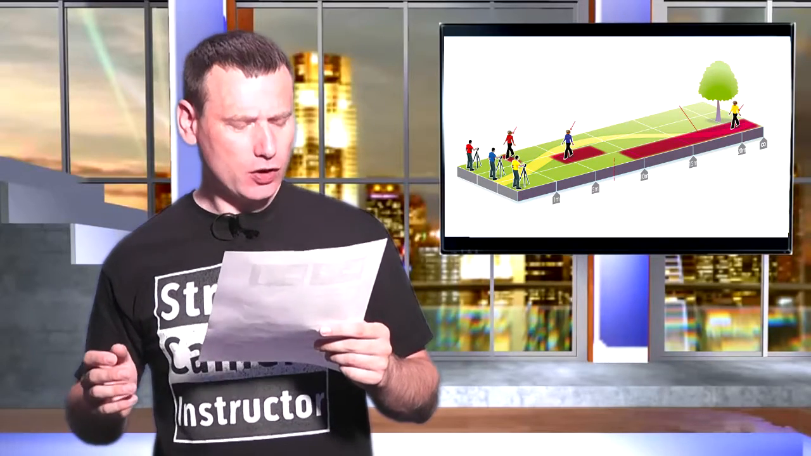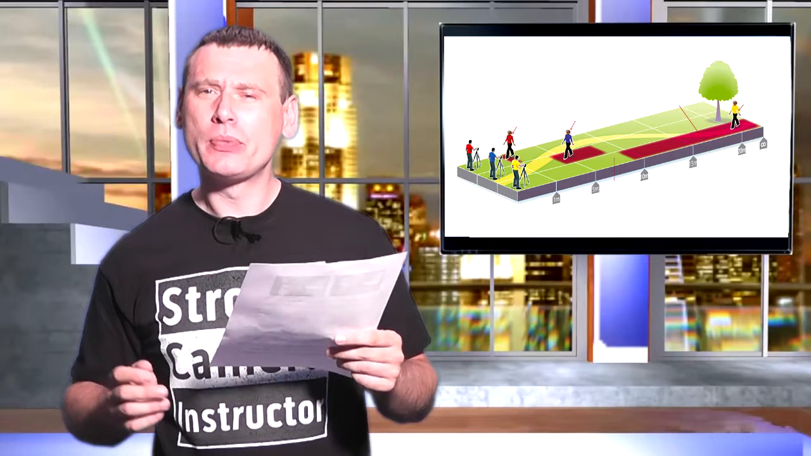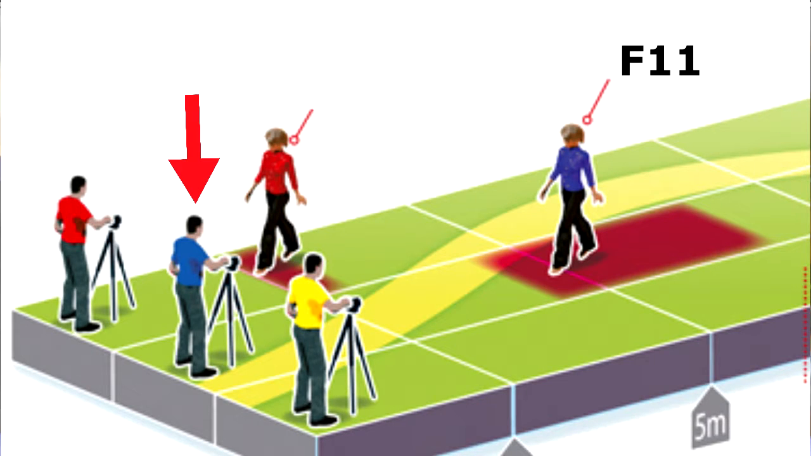Now if we have a look at the photographer in the middle, we can see that the red bar is longer. So that is an indication that this photographer is shooting with a narrower aperture. We know this because the red bar, again, is a longer zone of focus.